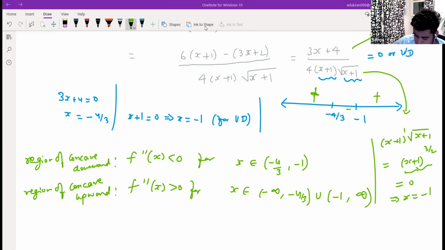But how do you know which one is downward and which one is upward? Where the double derivative is positive, that is concave upward, and where the double derivative is negative, that is concave downward. That is what we have done first during the start of the class.